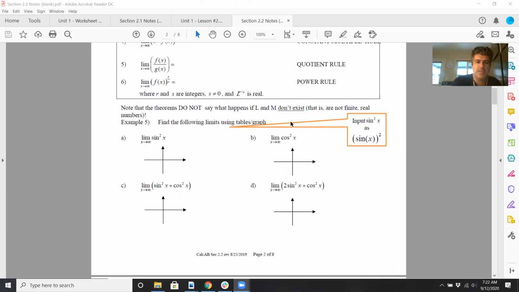So look at how C combines sine squared plus cosine squared, or D does 2 sine squared x plus cosine squared x. So C and D are combinations of A and B. Let's go with A and B first. If you do the limit of sine squared x, remember sine squared x is sine x then squared, if you put that in Desmos or the calculator. If you were to graph that, it's going to look kind of like this.